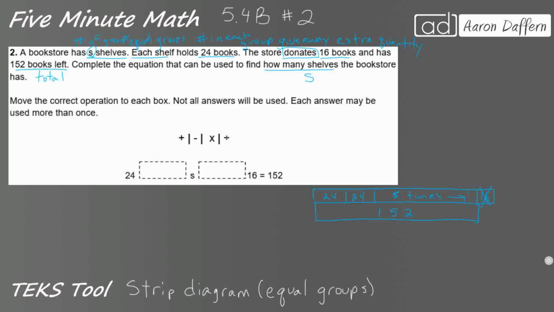So what did we get? Well, I've got my 152 equals, I've got 24 sets of S, so I don't know how many S's there are, and then I had to take away that 16 to get that 152 at the end. So I'm going to multiply 24 times S. I'm going to use this multiplication. And then we're going to have to subtract that 16 to get down to your 152. And so that's going to be our answer.